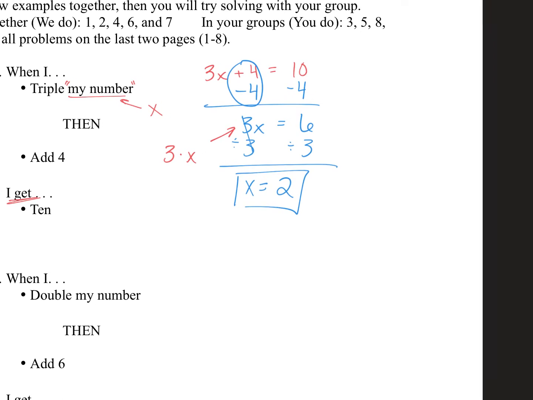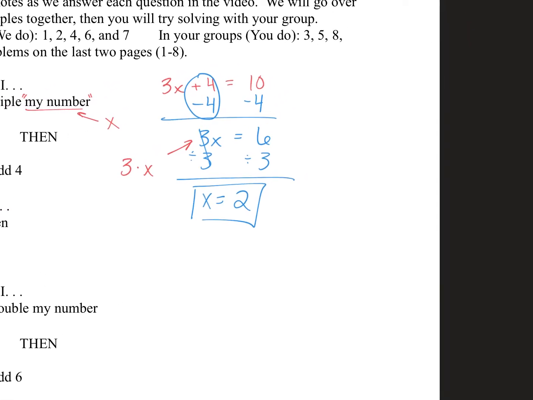And to check to see if that answer is correct, I'm going to replace the x in my original equation, 3 times x plus 4 equals 10, with the answer I just got, with 2. Okay? So 3 times 2 is 6. And I bring that plus 4 down, equals 10. And then 6 plus 4 is 10. And of course, 10 equals 10. So that checks out. So that means my answer is correct.